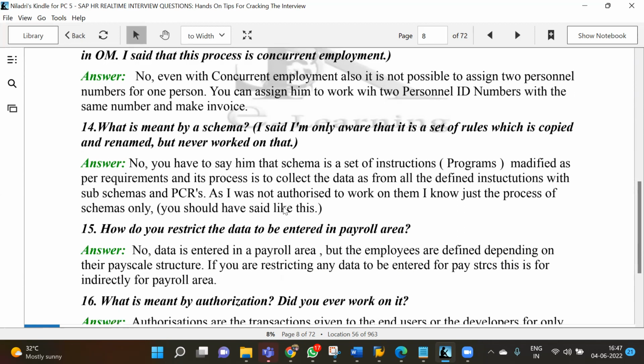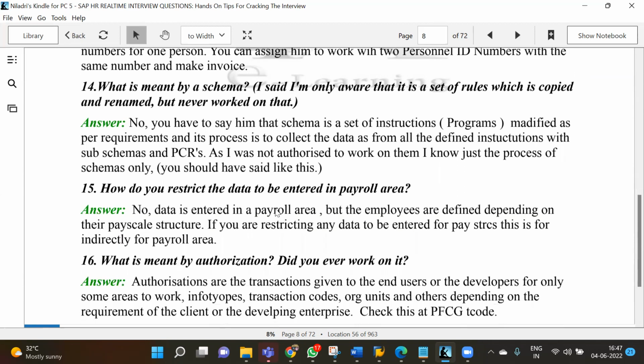Now, the next question is very interesting. They are asking what is meant by a schema. So that is the official definition of a schema, and you can answer it, you can see it here. And how do you restrict the data to be entered in the payroll area? So that also you answer, how to restrict any data to be restricted in the payroll area.